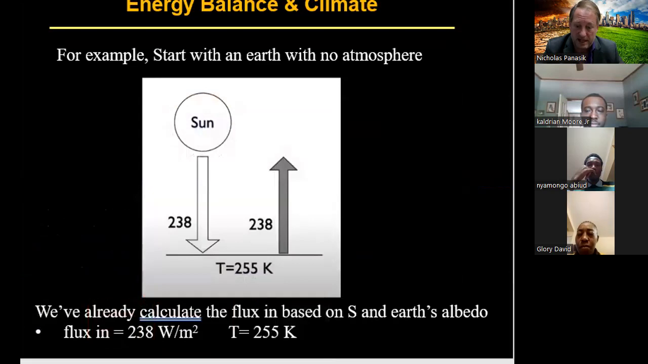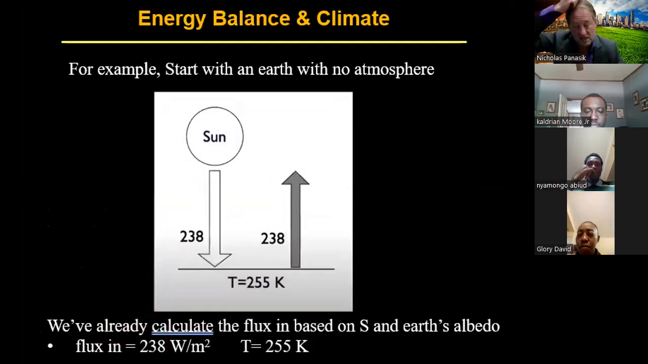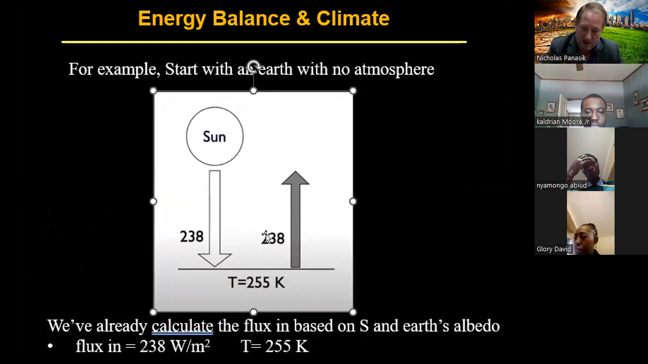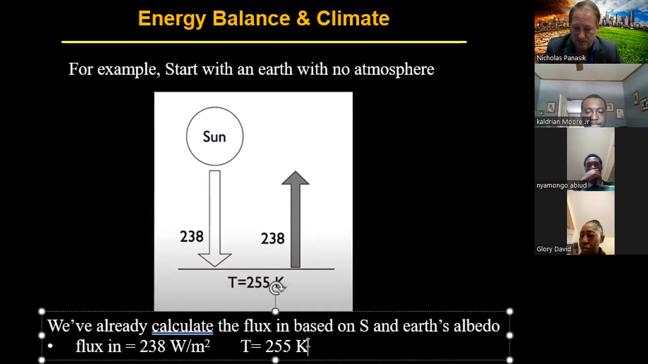So what we talked about last time, and in the video you watched, we use this example where we say, okay, let's start with an Earth with no atmosphere, and we can figure out what temperature it should be, right? If 238 is coming in, then 238 must be radiating out. And for a black body to radiate out 238 watts per square meter, we can figure out what temperature that has to be through the same thing. We divide this power by the Stefan-Boltzmann constant. We get a big number. We take the fourth root of it, and this gives us the temperature.